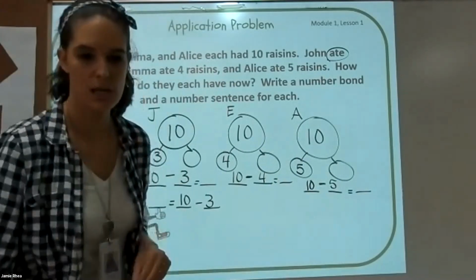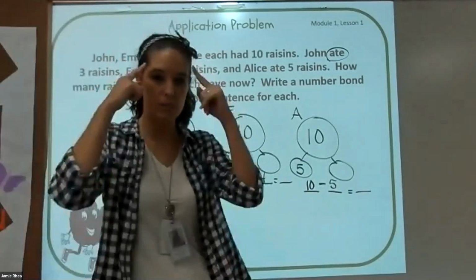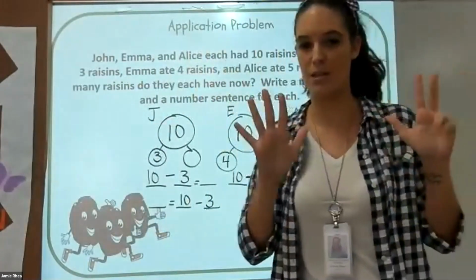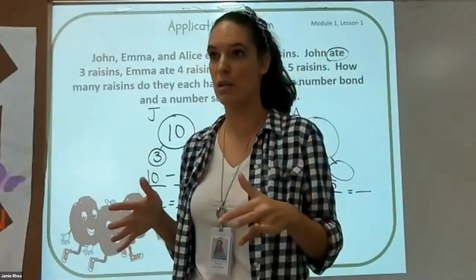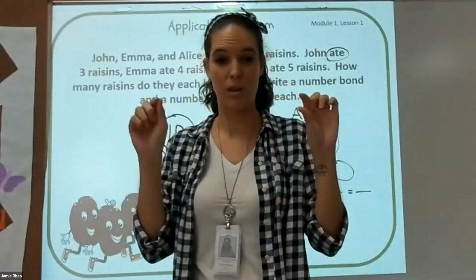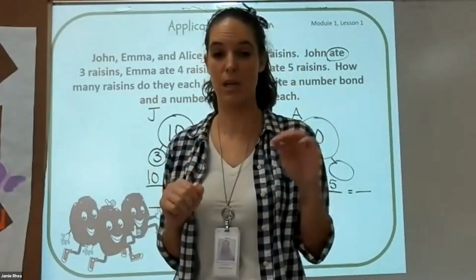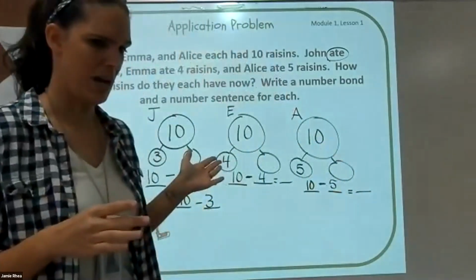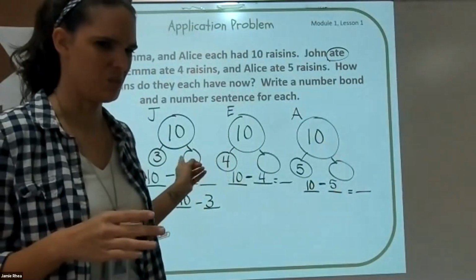Let's think about that. We have some strategies we can do. We can put 10 in our head and count back 3. We can put 10 on our fingers and take 3 of them away. We can use our number path and jump 3 places. Okay, so you have lots of different strategies you can use. Can you add on? No, because we're subtracting.